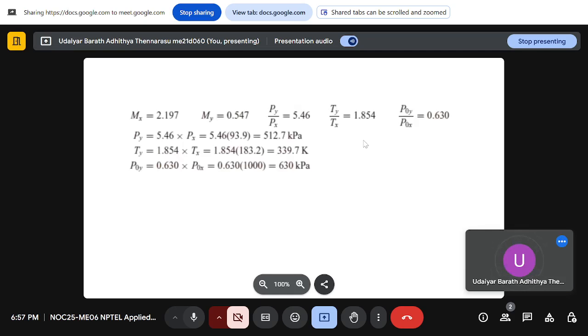So again, I will go back to the normal shock table, and for this Mach number of 2.197, I will find from the table the downstream Mach number, and it will come out to be 0.547. So that's what we discussed at the start of the class, what happens across a normal shock. We said supersonic gets converted to subsonic flow, and that's what we observe here. From 2.197, the Mach number has dropped to 0.547. So Mach number less than 1 says it's a subsonic flow.